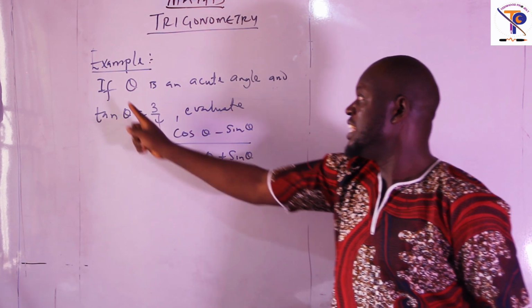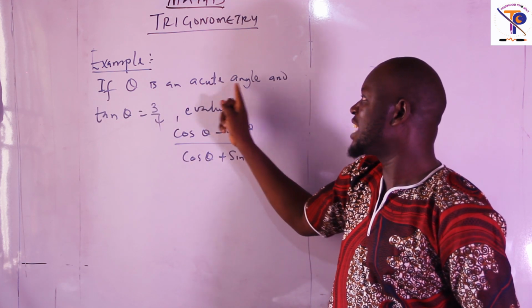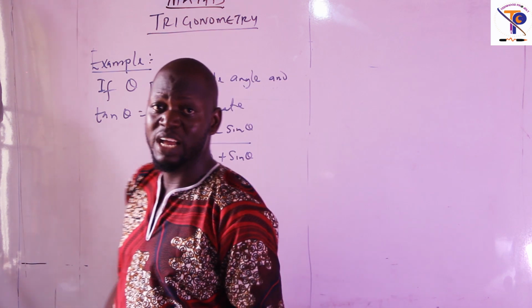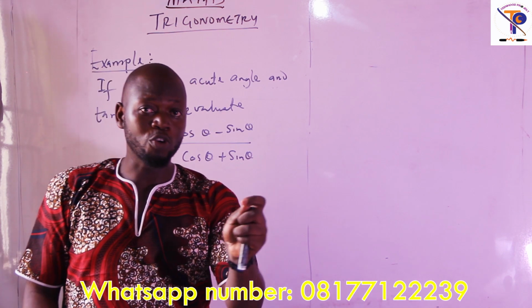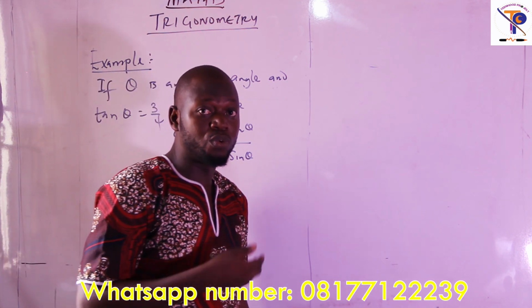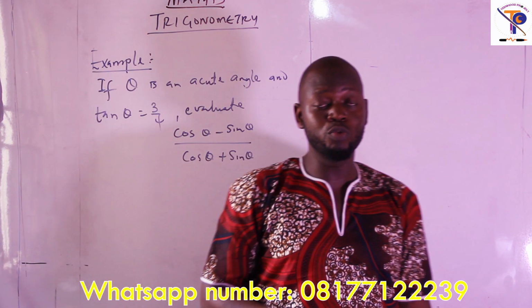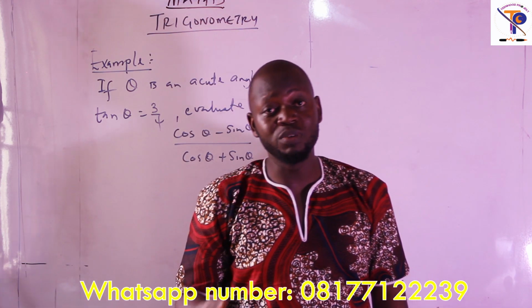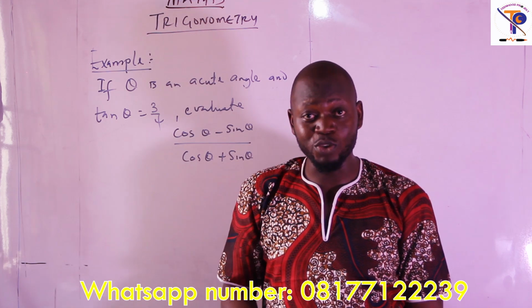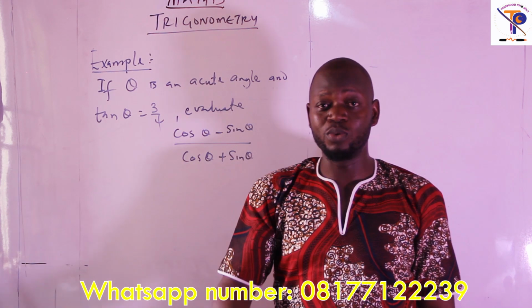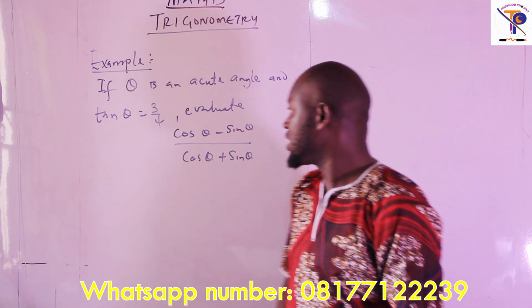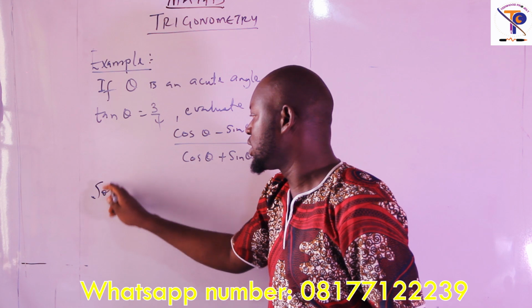Listen again. If theta is an acute angle, what does it mean to be an acute angle? Acute angles are angles that are more than 0 but not up to 90 degrees. So we have angle 60, angle 35, angle 40, angle 70, angle 72, angle 80, angle 81, angle 20. Those are acute angles. They are more than 0 but they are not up to 90 degrees.